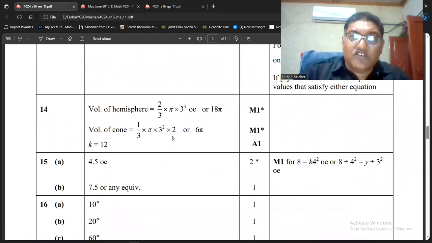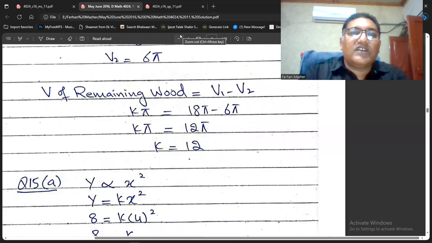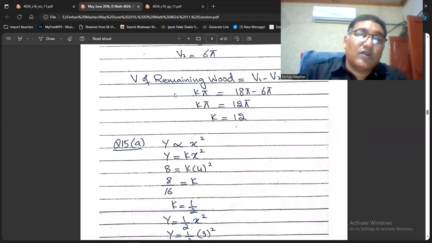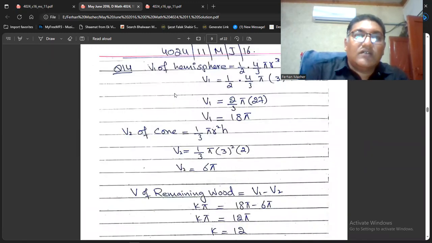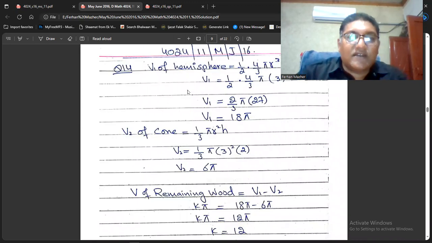The marking scheme is showing up on your screen. Question number 14, the marking scheme is showing up on your screen. So this is the solution. Let me reduce the size so you can see the whole question. Yeah, now I hope you can see the whole question.